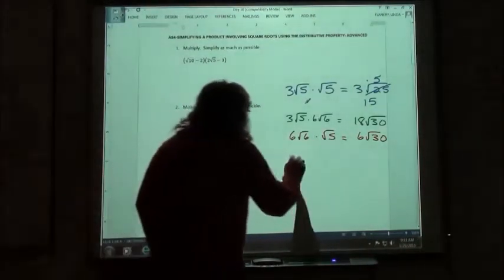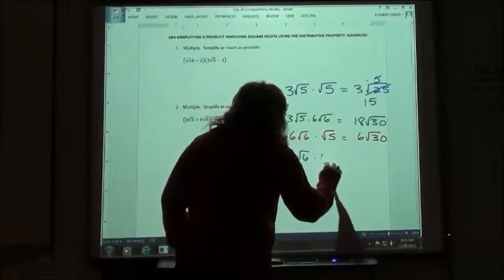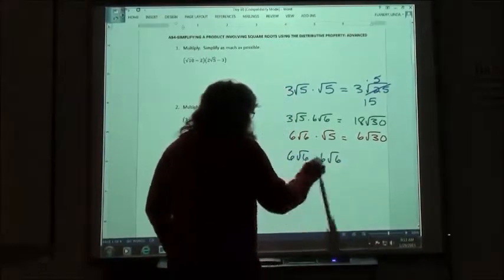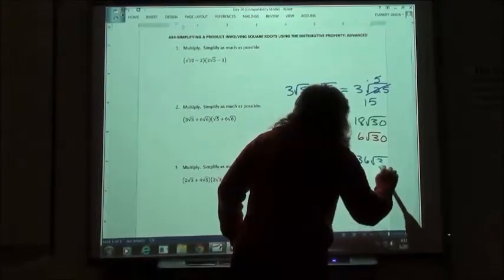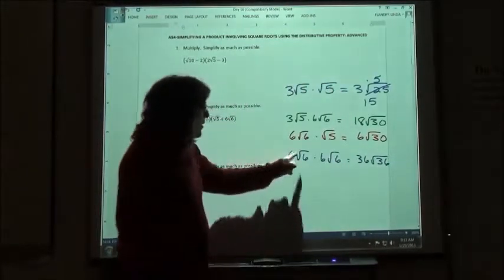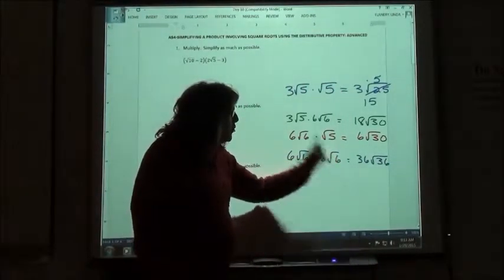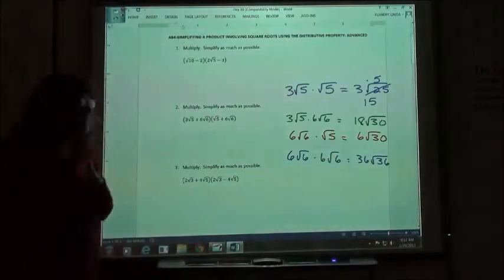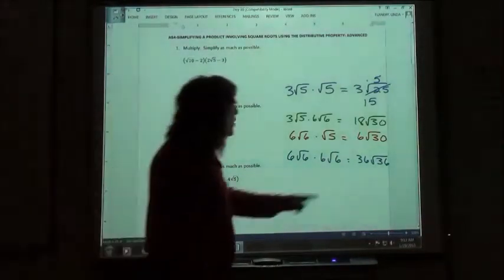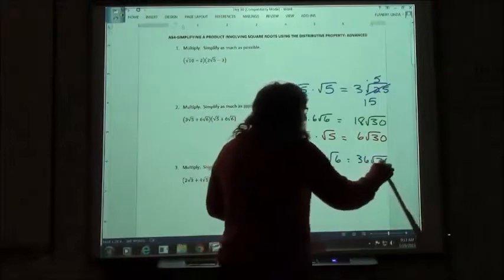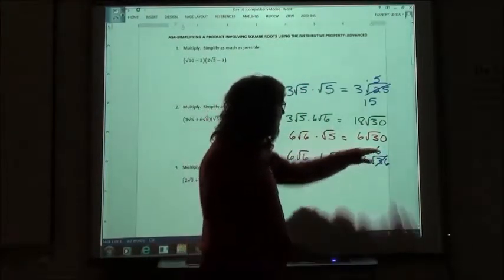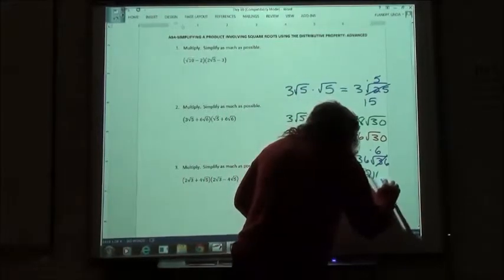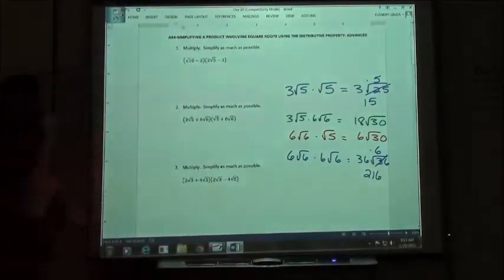My last pair is 6 square root of 6 times 6 square root of 6, which is going to give me 36 square root of 36. Notice again we had two square roots that were the same. We got a perfect square. The square root of 36 is the nice whole number 6. So 36 times 6 was 216, if I remember right.